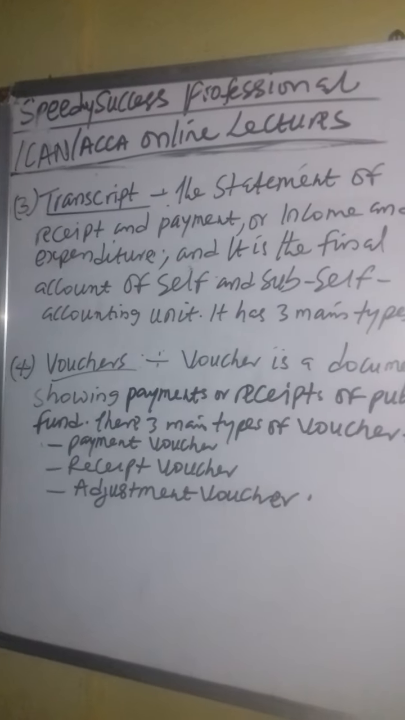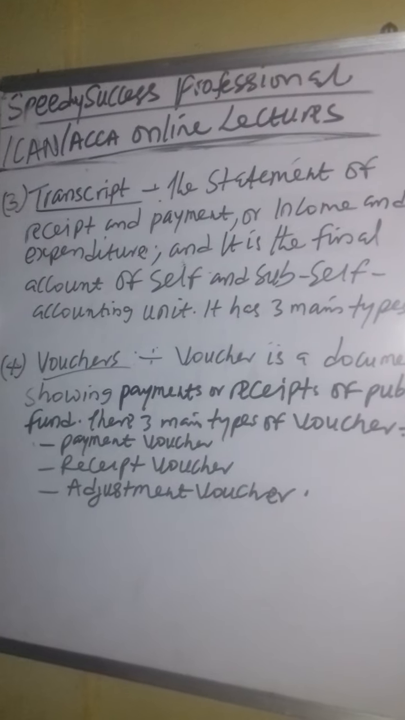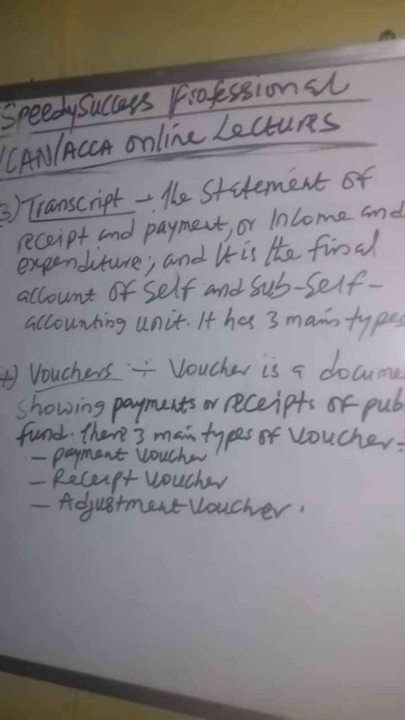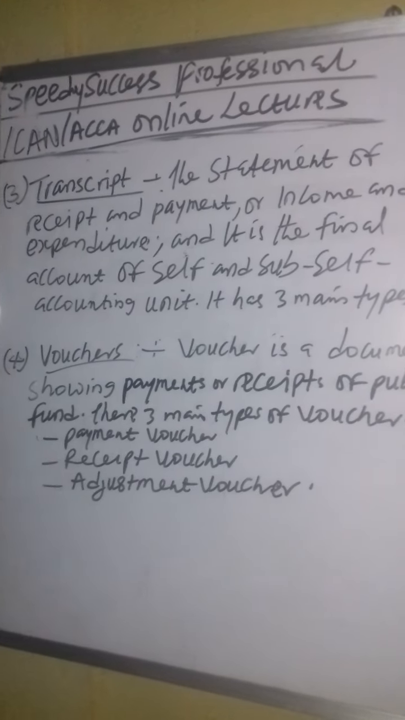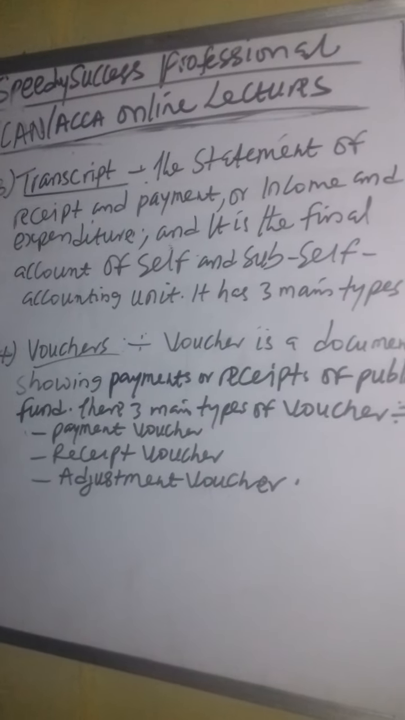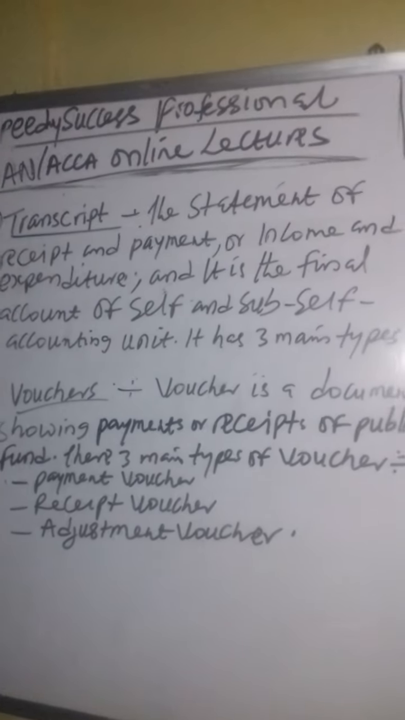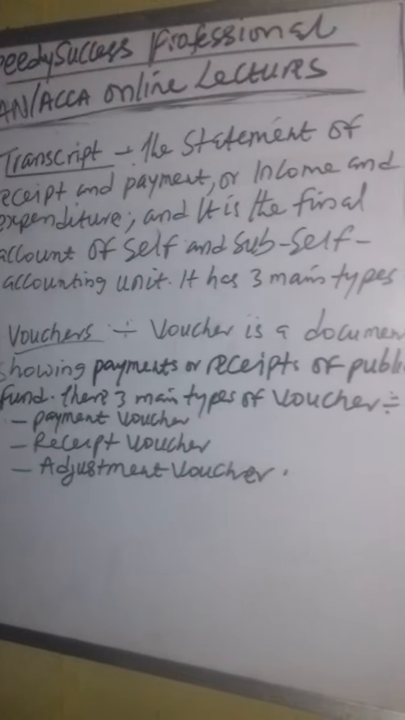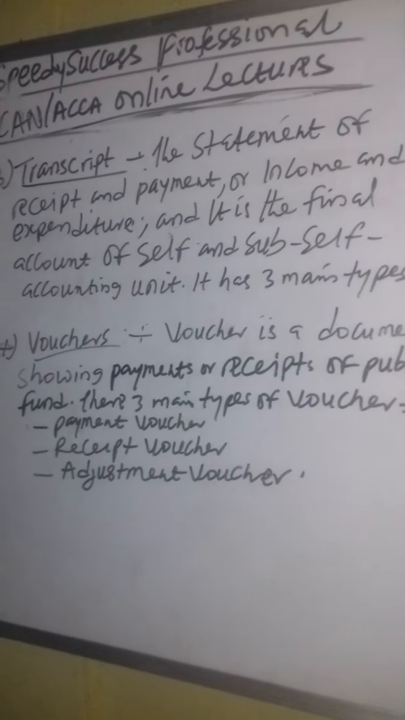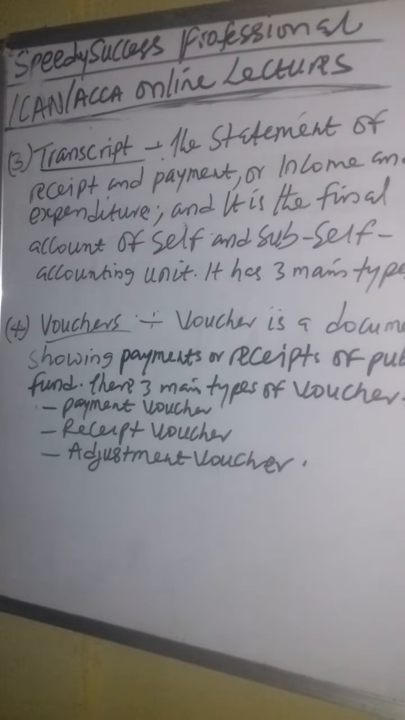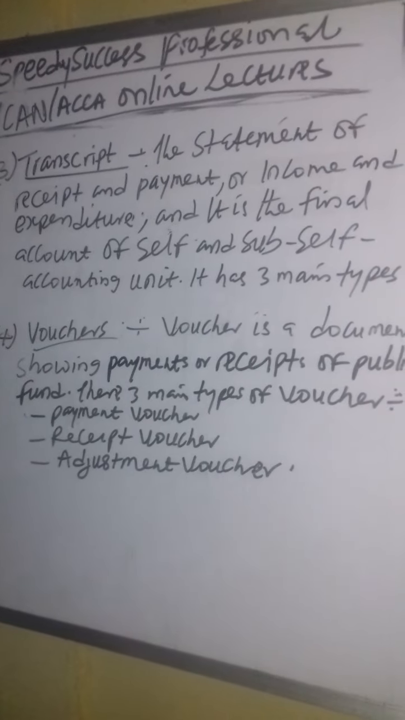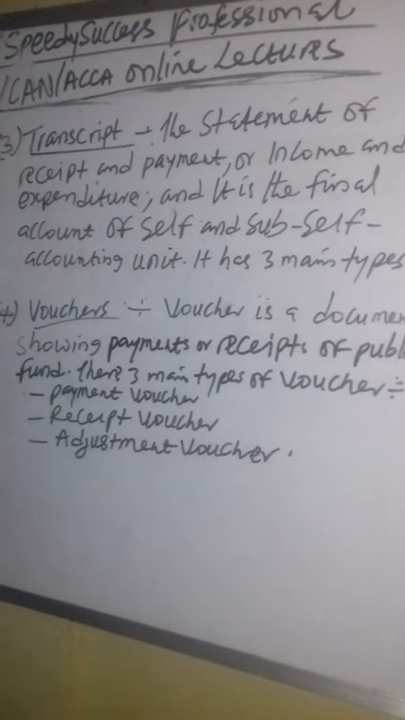The next definition is transcript. A transcript is a statement of receipt and payment. Another writer can say it is the statement of income and expenditure. It is the final account of self and sub-self accounting units in government. It has three main types. Don't forget, the government is a non-profit making organization, and the major financial statement they have is the receipt and payment, which is the same thing as a cash book in a normal private business.